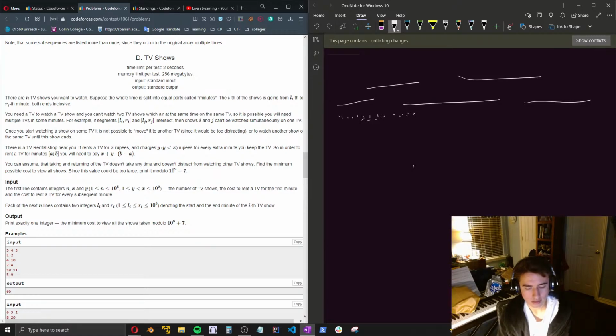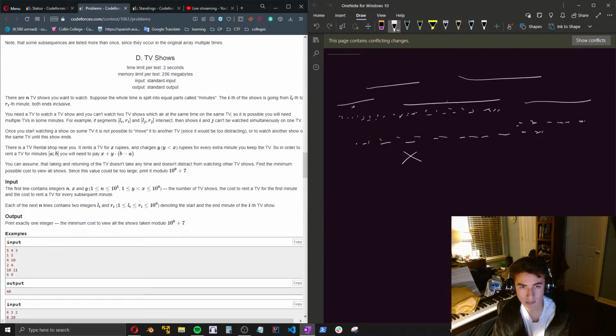But this TV can be used to cover this interval and this interval. But it can only cover disjoint intervals. So we need to get multiple TVs. And each TV interval has a set price x, then you have to add y times the length of the interval.